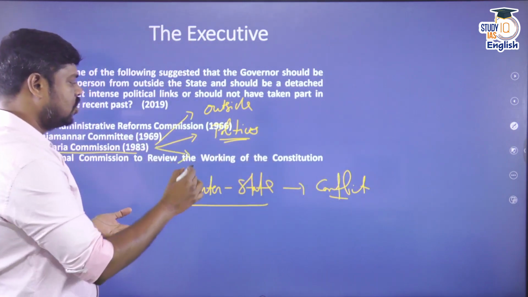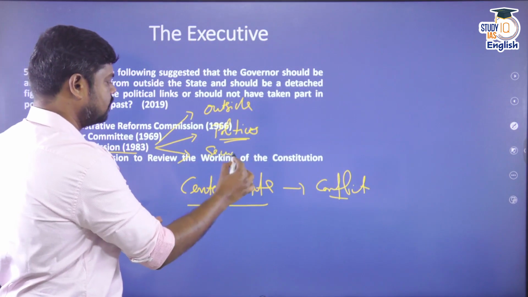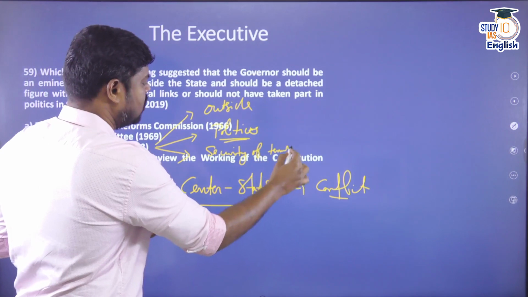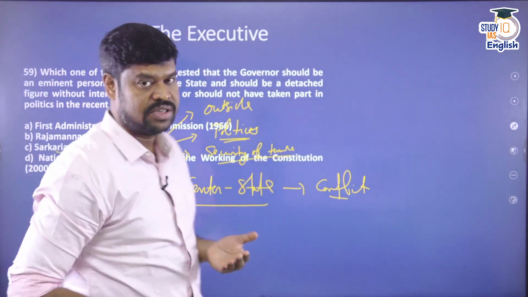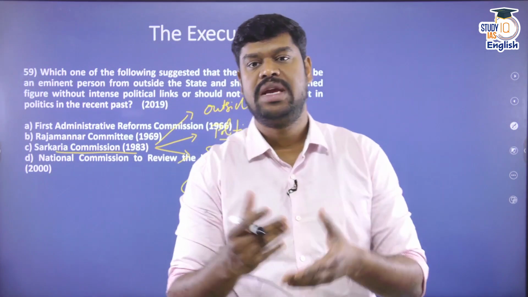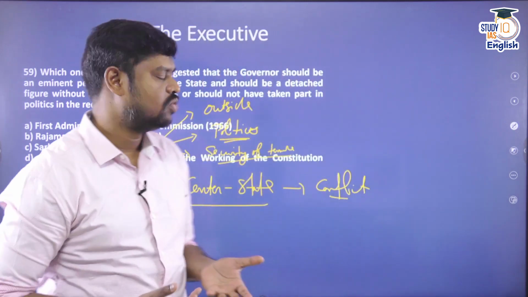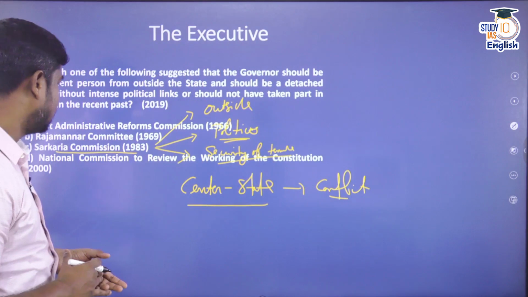And he has also suggested giving a security of tenure to the governor. How to give a security of tenure? The governor should not be removed in the first place, and if he is removed, the reasons should be given in writing to the governor, which is not the case today in our country. So this was also suggested by the Sarkaria Commission.